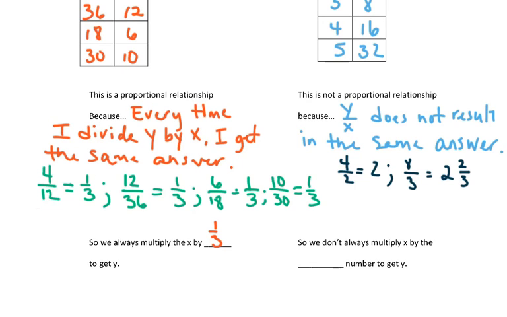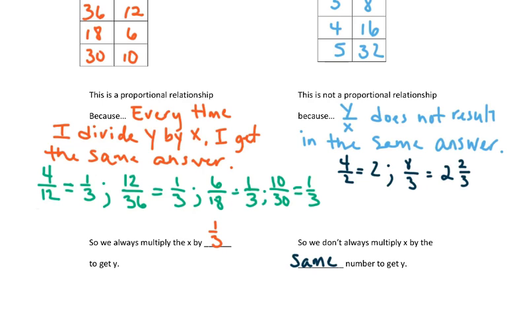So we don't always multiply the x by the same number to get y. If y divided by x does not equal the same thing all the way down the table, then that means it is not a proportional relationship.